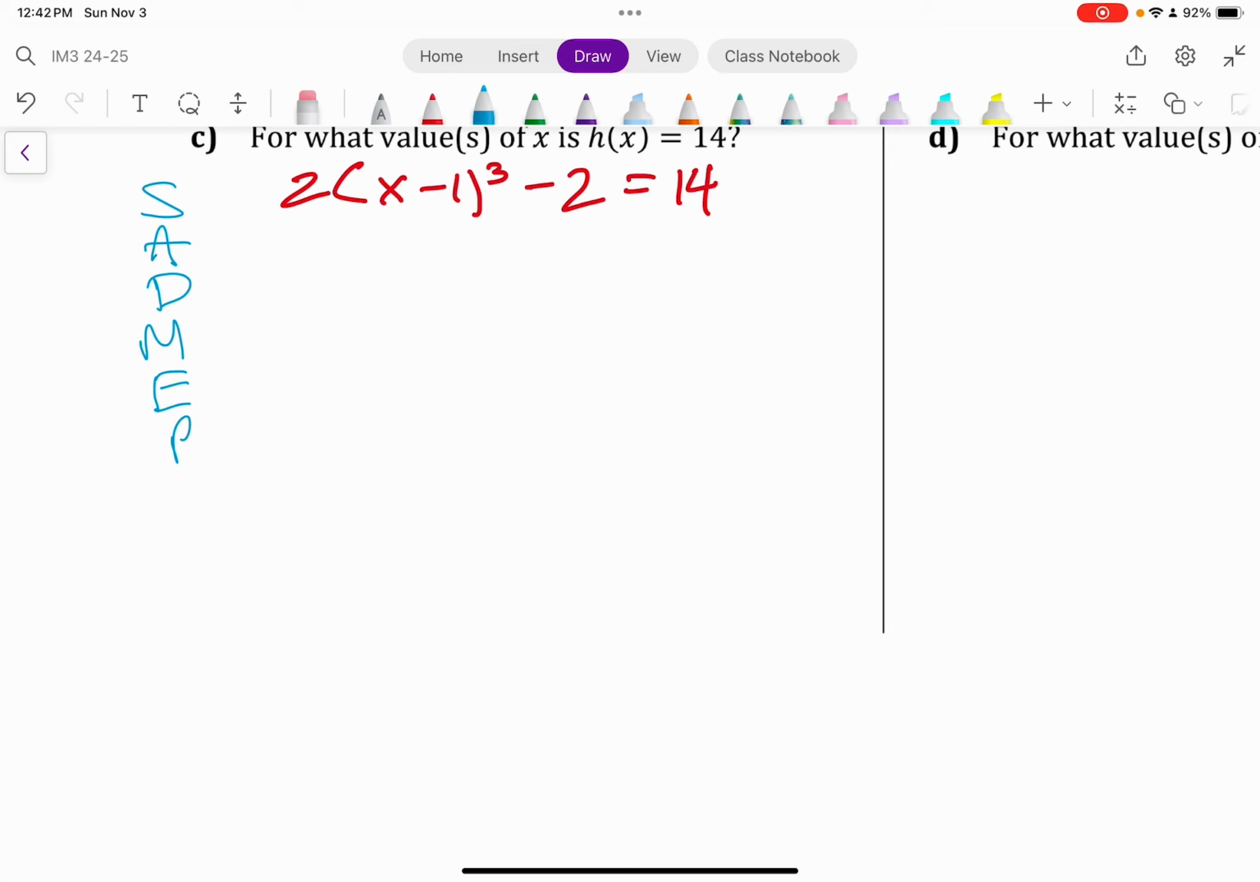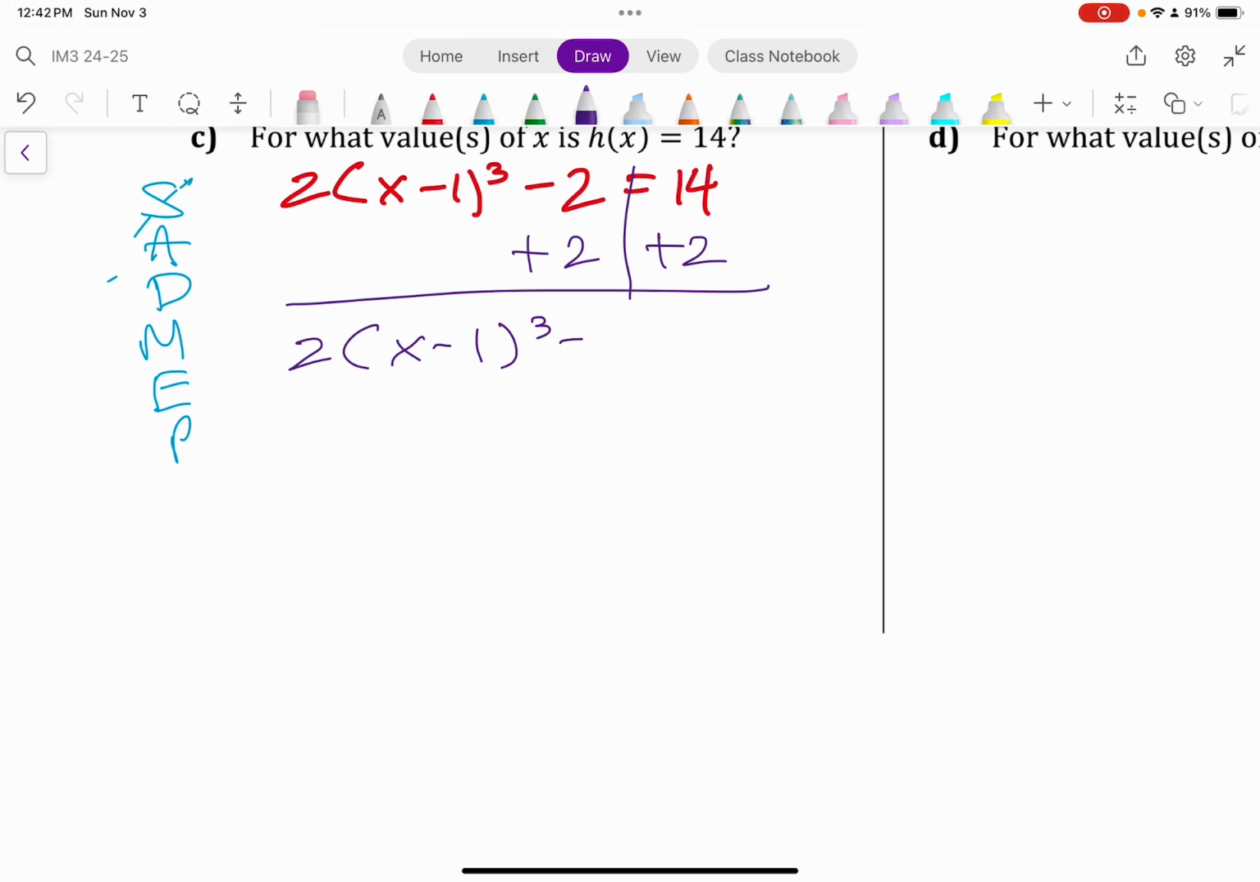Great, so I'm going to start by subtracting. In this case, I can't. I'm already subtracting a 2. So I'm going to do the opposite. I'm going to add a 2, plus 2, plus 2. Okay, 2 times x minus 1 to the third power equals 16. Let's move on. We divide both sides by 2 now. X minus 1 to the third power equals 8.